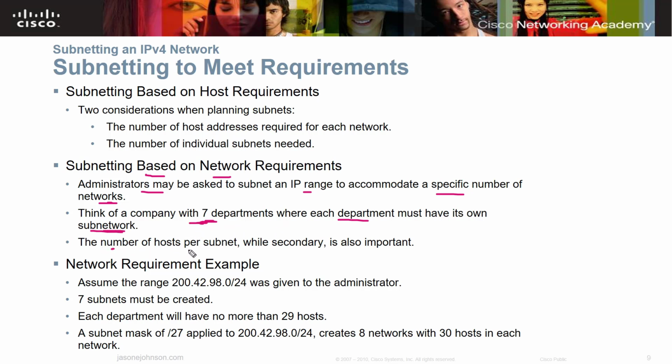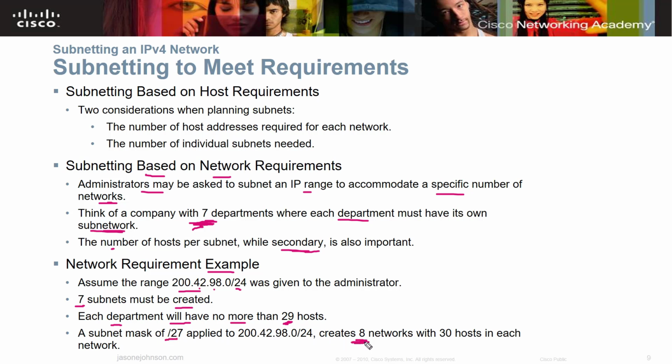So the number of hosts per subnet is secondary at that point because you need 7 departments. But if you need 7 departments with 50 hosts each, you're going to need to make sure you plan for that. So a network requirement example would be, assume 20.42.98/24 was given to you. 7 subnets must be created, and each department will have no more than 29 hosts each. So you're going to use a subnet mask of /27.